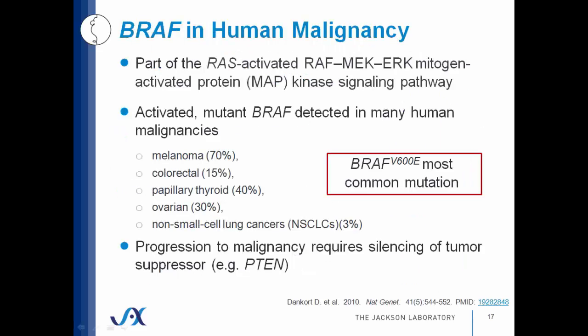So BRAF is another protein that's often found to be mutated in human cancers. BRAF is part of the RAS-activated RAF-MEK-ERK mitogen-activated protein kinase signaling pathway. When activated, mutant BRAF is detected in many human cancers like melanomas, colorectal cancers, thyroid, ovarian, and non-small cell lung cancers. The BRAF V600E is the most common mutation that's found. However, the progression to malignancy or tumors does require silencing of a tumor suppressor like PTEN as well.